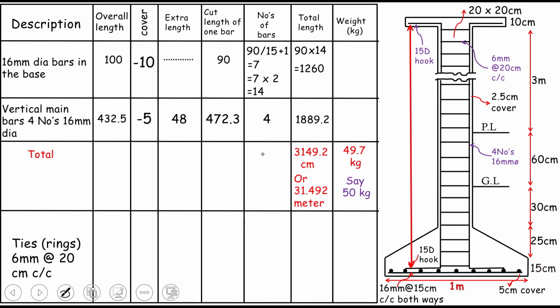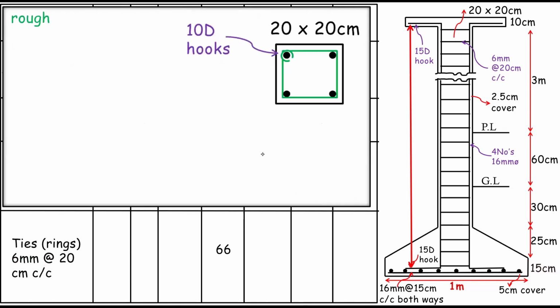Now the overall length, what should be the overall length for the ties? The cut length of one bar, that is 66. How 66? As you can see, the column is square, it means the tie can be square. As you can see, this is 20 times 20 centimeters. And there are actually 10D hooks this time, okay? In the previous example, we had 9D.